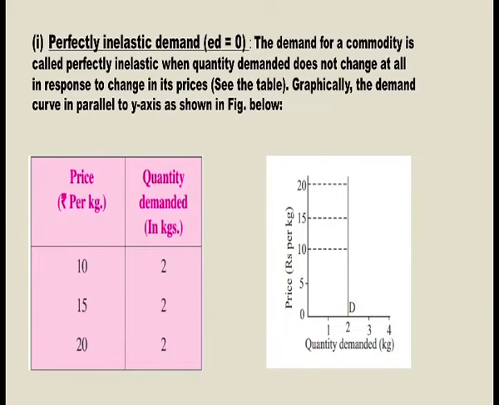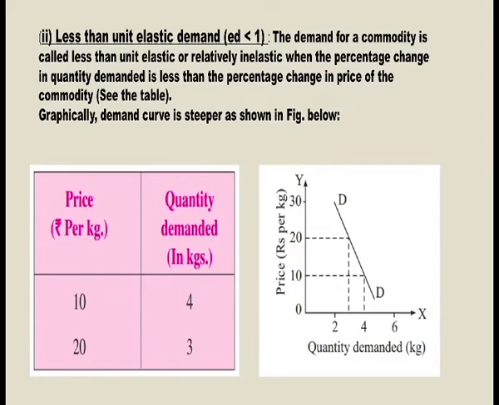Now, the second case. The second case is the price elasticity of demand less than 1. In this case, the quantity demanded of a commodity increases, but less than proportionate to the decrease in price. That means the price of the commodity decreases, but quantity demanded increases, but not to that extent. You can see the table also. The price increases from 10 to 20, but the quantity demanded decreases only from 4 to 3.